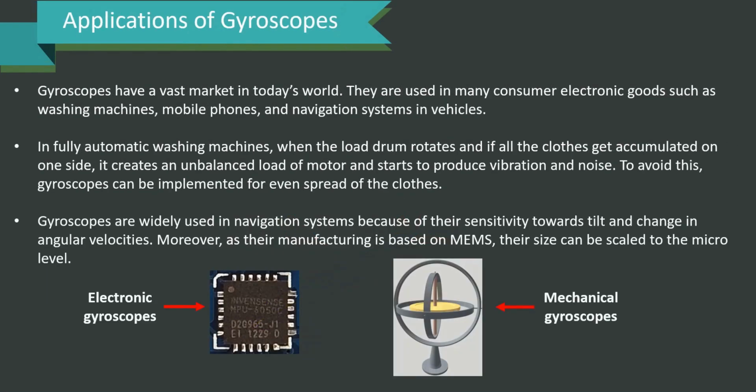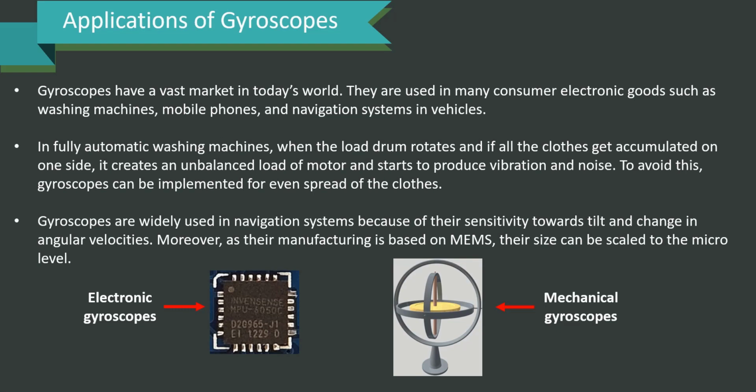Applications of gyroscope. Gyroscopes have a vast market in today's world. They are used in many consumer electronic goods such as washing machines, mobile phones, and navigation systems used in vehicles. In fully automatic washing machines, when the load drum rotates and all the clothes get accumulated on one side, it creates an unbalanced load on the motor and starts to produce vibration and noise. To avoid this, gyroscopes can be implemented for even spread of the clothes.